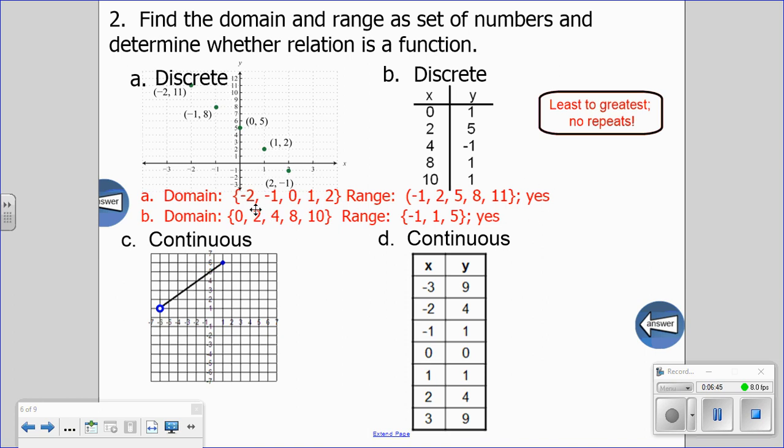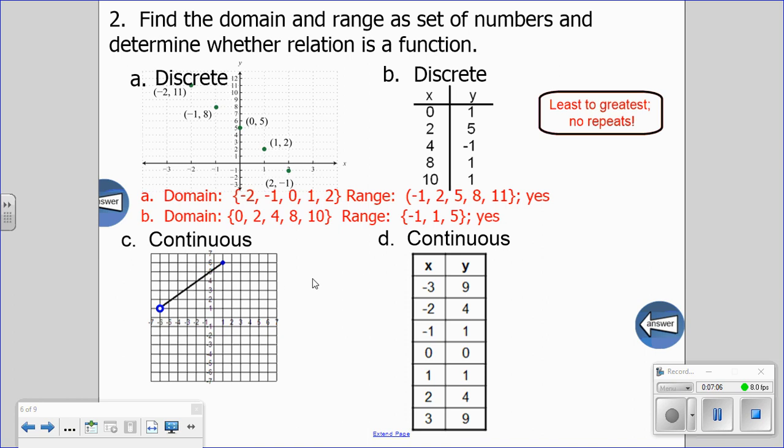x values are repeating. When we look at the domain for the second one, again, we're listing out the x values, we're listing out the y values. Remember that there are 3 ones here, so we only need to list it once. Again, this is a function because the x's don't repeat.